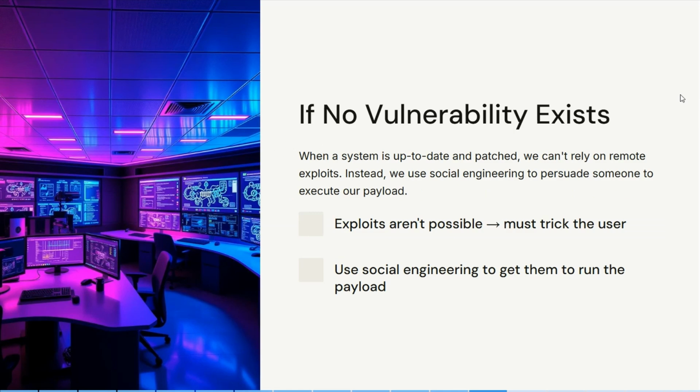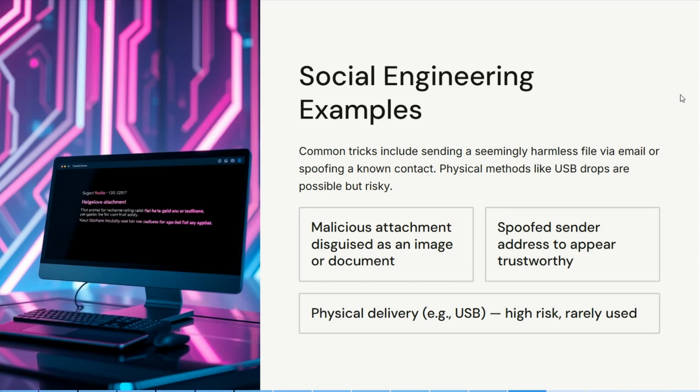If no vulnerability exists, as in if the system has been patched, what happens? When a system is up to date and patched, the attacker can't rely on a remote exploit. Instead, the attacker uses what we call social engineering to persuade someone to execute the payload. So when exploits aren't possible, we trick the user using social engineering to get them to run the payload. We're going to see how a user can run the payload without actually knowing.